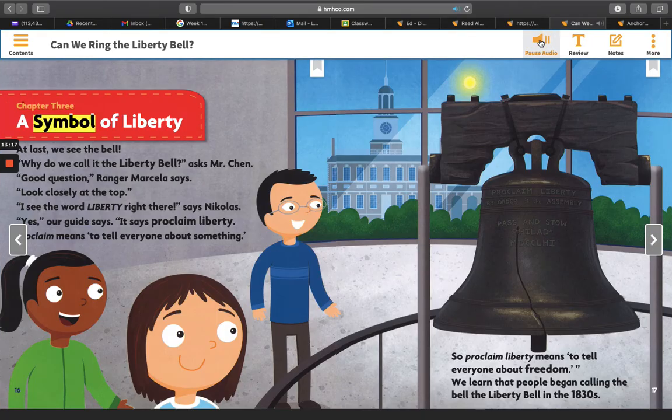Chapter 3. A Symbol of Liberty. At last we see the bell. "Why do we call it the Liberty Bell?" asks Mr. Chen. "Good question," Ranger Marcella says. "Look closely at the top." "I see the word liberty right there," says Nicholas. "Yes," our guide says. "It says proclaim liberty. Proclaim means to tell everyone about something. So proclaim liberty means to tell everyone about freedom." We learn that people began calling the bell the Liberty Bell in the 1830s.